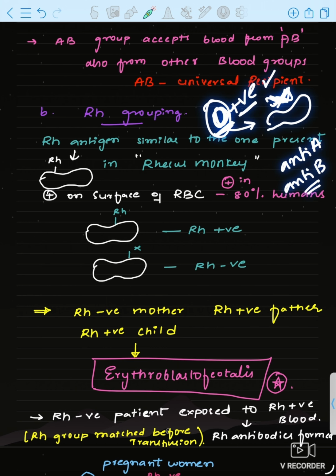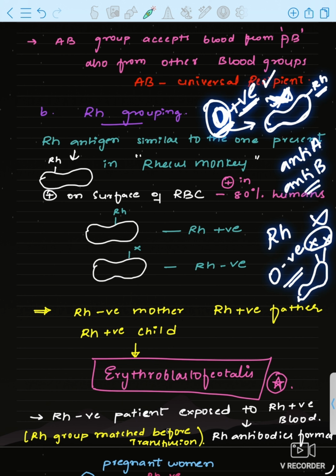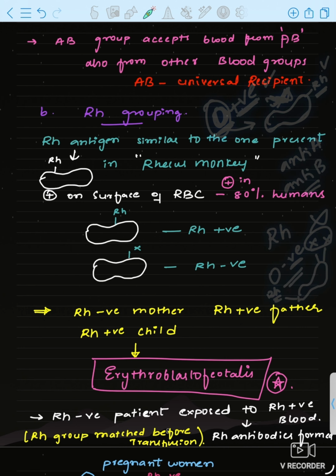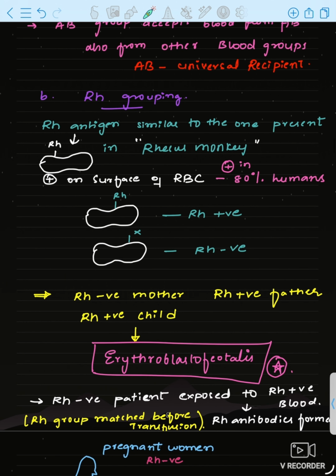What is meant by positive? Positive means in my RBC the RH antigen is there, that is why positive. If my blood group was O negative, then no antigens are there, no A antigen, no B antigen as usual, and RH antigen is also absent, that is why O negative. If it is positive, then RH antigen is present. Okay, now let me discuss here, you will understand better.